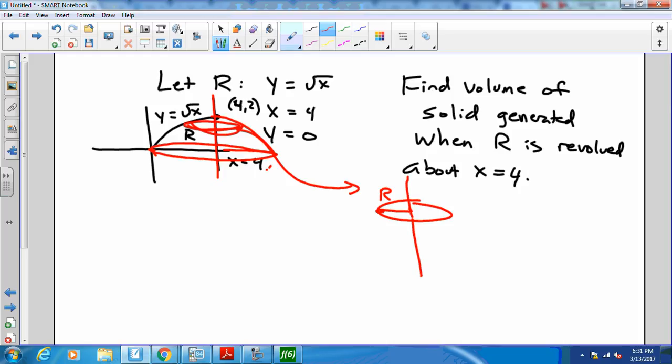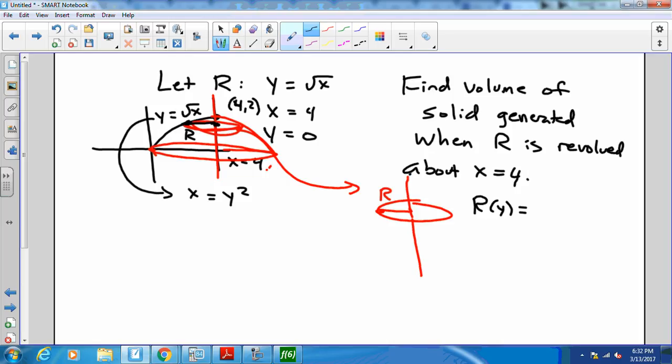And so if we take a representative disk and we bring it out and examine it like this, then you can see that we have the axis of revolution going straight through like this. And the radius that we have is now going to be the distance from the curve to the axis. So again, we have axis minus curve, except this time, because the axis is to the right, we're actually going to do axis minus curve instead of curve minus axis.